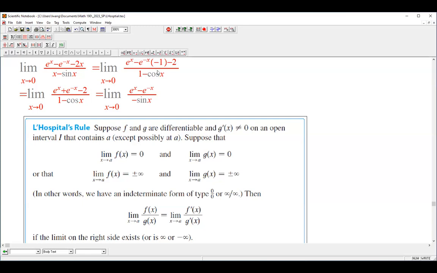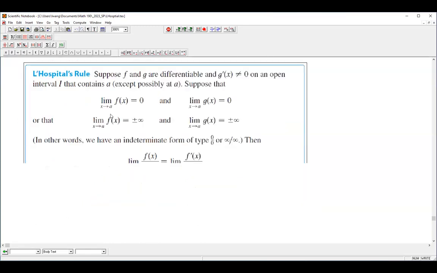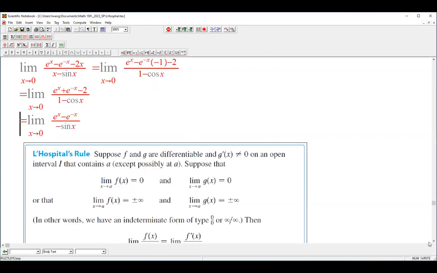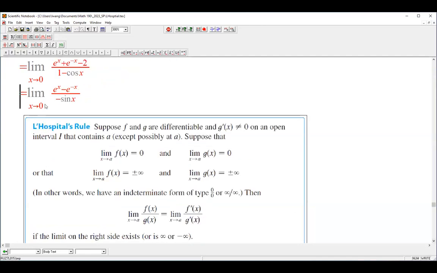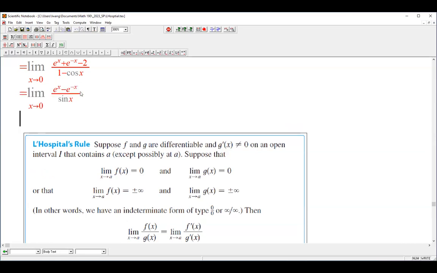Now, what do we do? We have, when x is approaching 0, denominator approaching 0. Wait, I think this is a positive, right? The derivative of negative cosine x is a negative of a negative sine x. All right? Okay. So now we have 0 over 0 again. So we get to use the L'Hopital rule one more time.